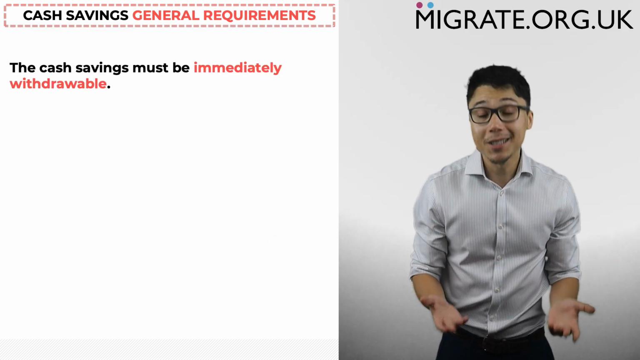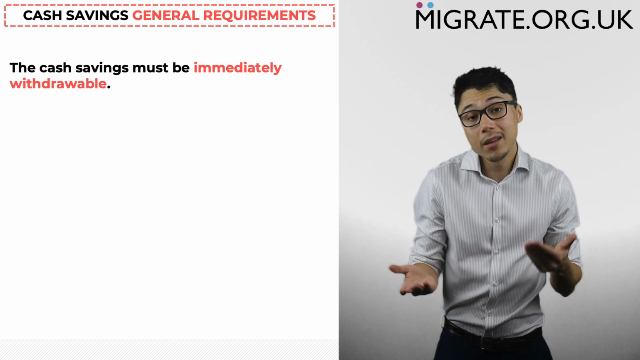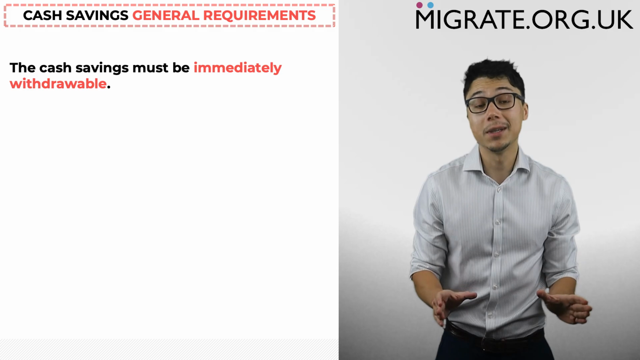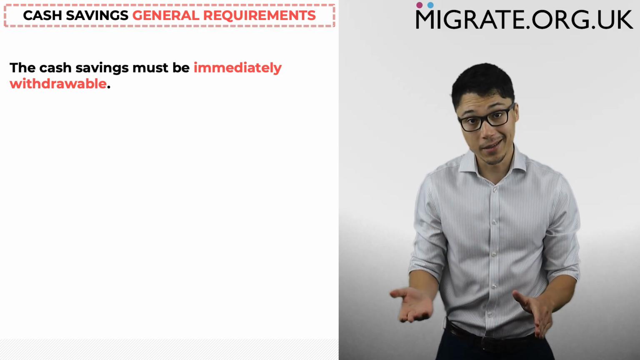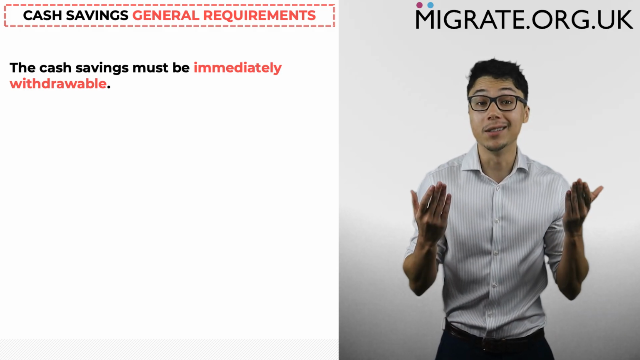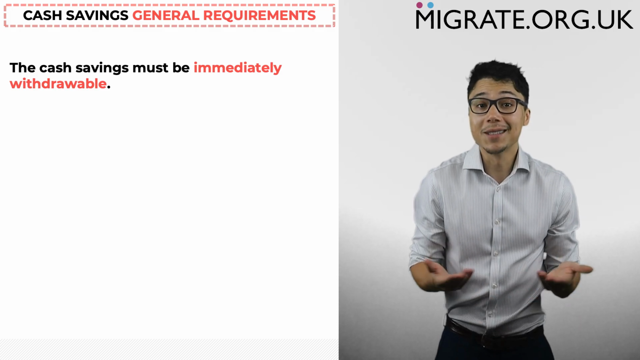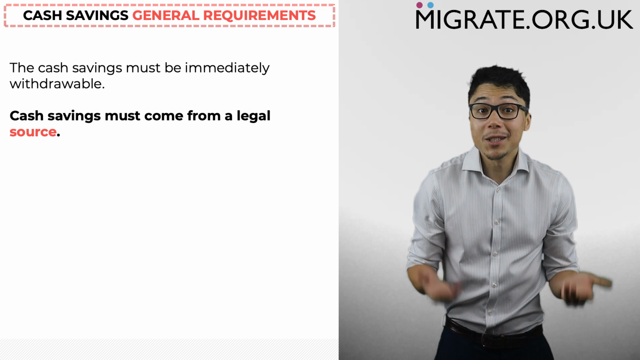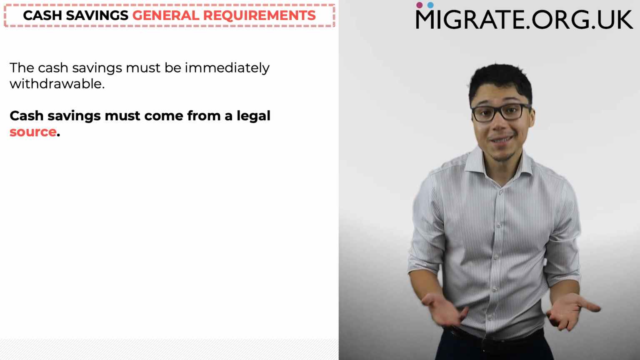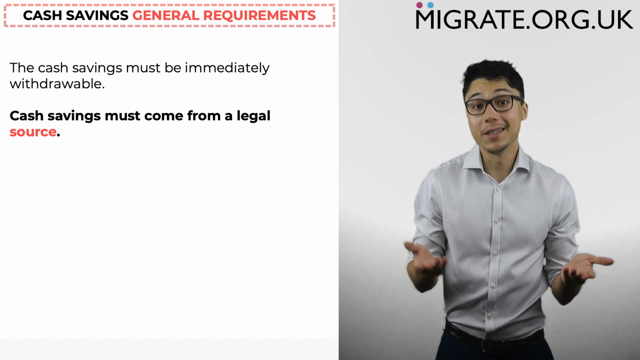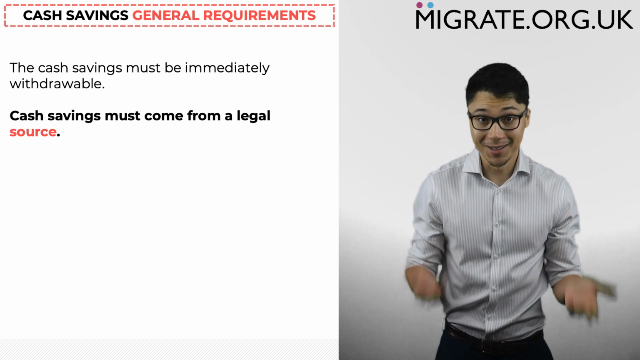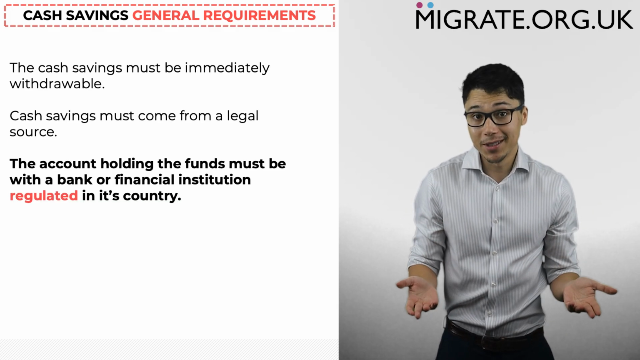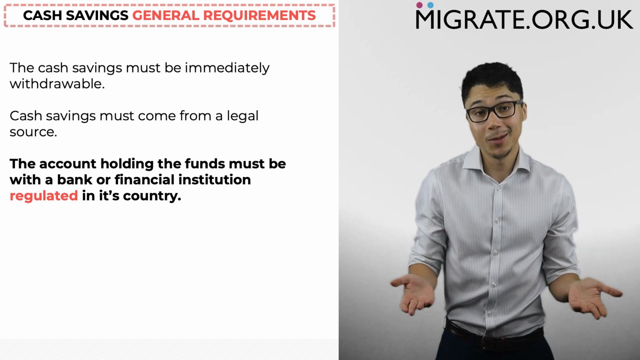The cash savings must be immediately withdrawable, either with or without penalty. This means that money locked in a fixed deposit account cannot typically count unless moved to a personal bank or savings account where the funds are immediately withdrawable. Such a situation is covered by a provision in the immigration rules that we will discuss shortly. Cash savings must come from a legal source. You must declare where they came from, and the Home Office usually accepts your statement without deep investigation. The account must be with a bank or institution regulated in its country. In the UK, that's the FCA or PRA.